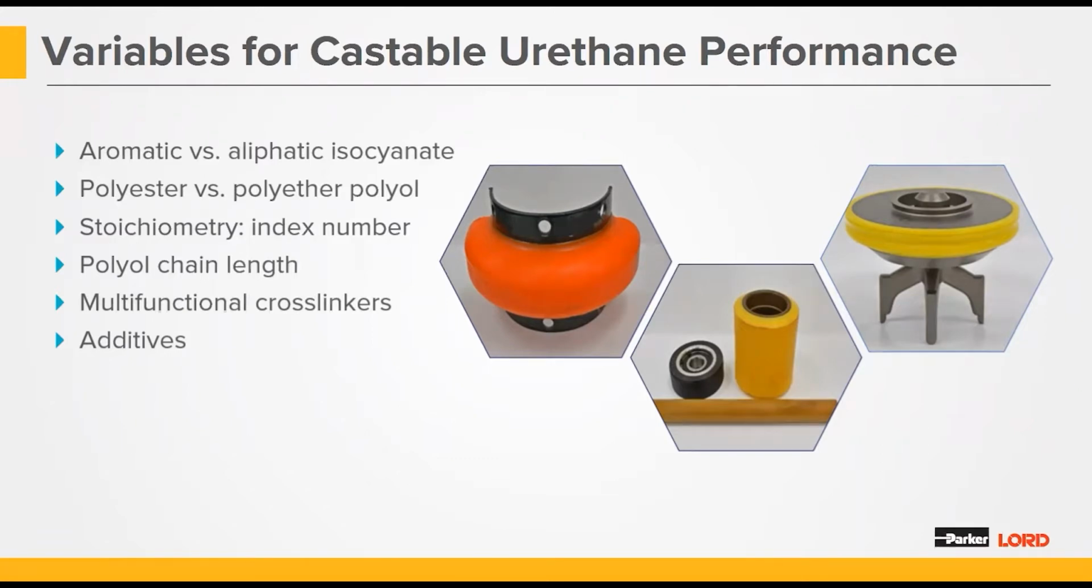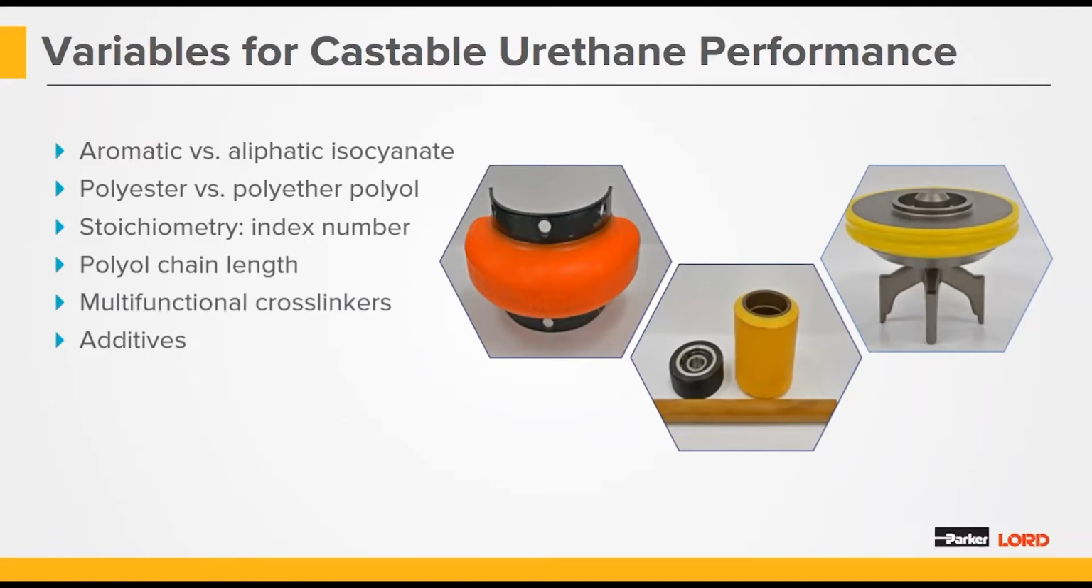The index number can run from 85 to 130. However, typical for the industry is 90 to 105. For our testing, we ran 95. This means that there's 5% leftover isocyanate to bond to.